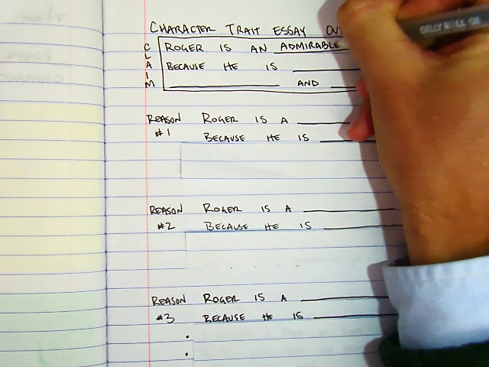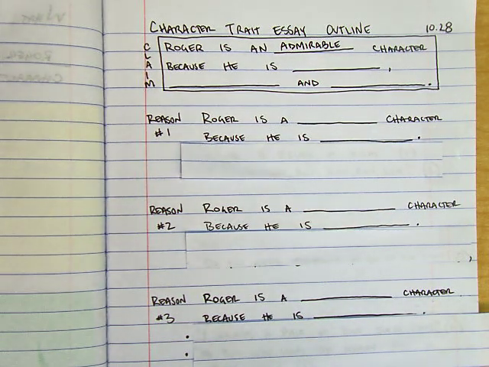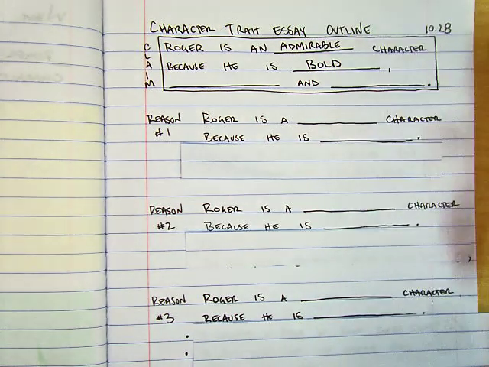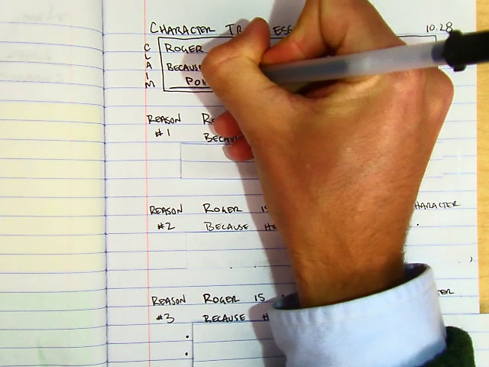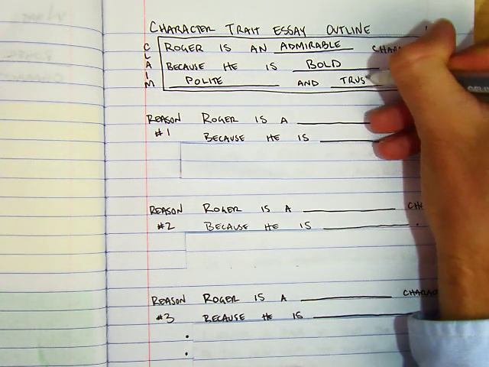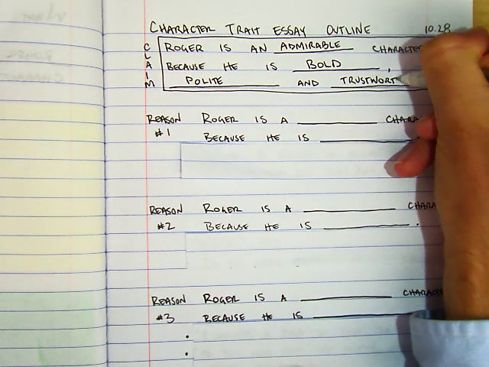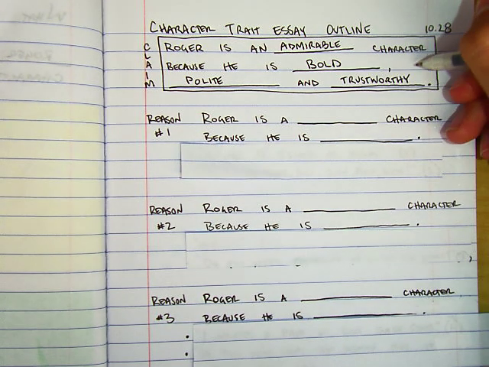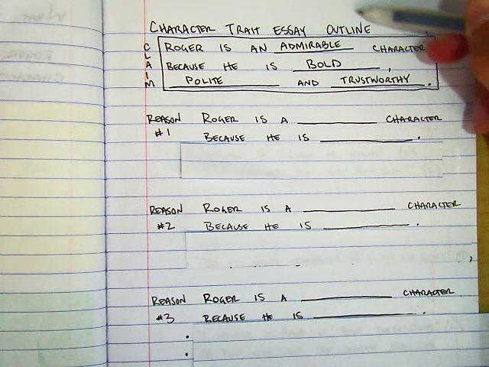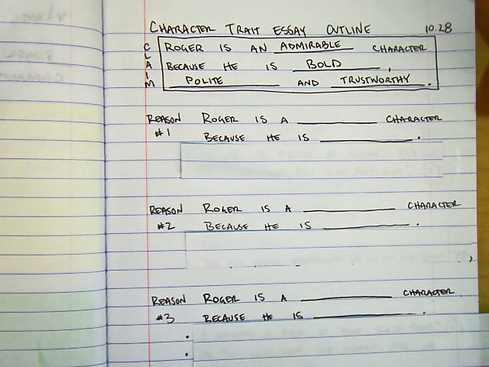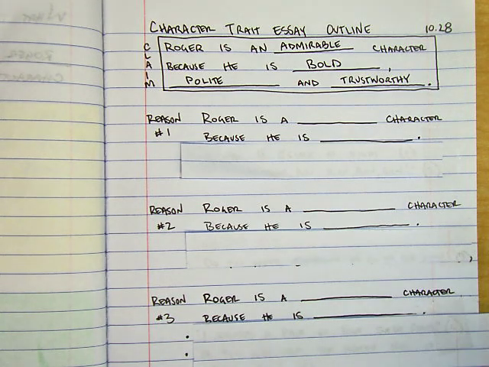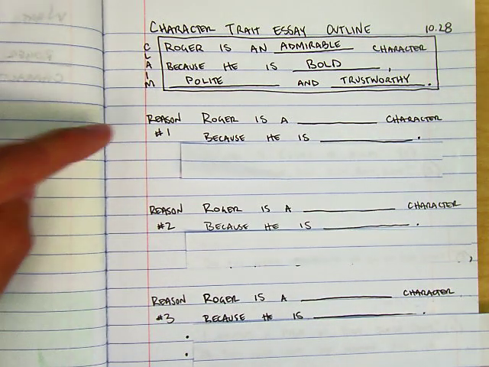And when I looked at my other notebook work, I realized that Roger is bold. I realized that Roger is polite. And I also realized that Roger is trustworthy. And these are three positive character traits that all help me to realize that Roger is admirable. And once we come up with this as our claim, we've actually done a lot of the work. So I'm going to go through and come up with my reasons.